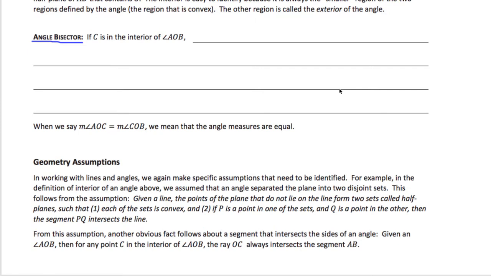Alright, we are in geometry. We are on lesson 1-3. Today we're talking about angle bisectors and copying angles. But before we talk about angle bisectors, we need to define what that is.